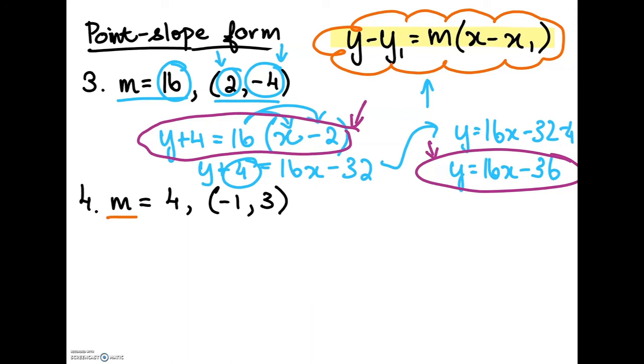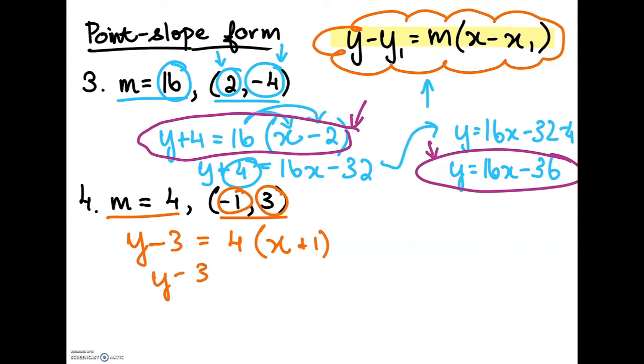We have that the slope is 4 and our coordinate point is -1, 3. So let's start substituting. Now we have y. Now we have to incorporate our y value. So 3 is our y value and it's positive, so we're going to have y minus 3 equals 4, which is our slope, times x minus x1. So we're going to do x plus 1 in this case because our x value is negative, so we're going to reverse the sign. Now we have y minus 3 equals 4x plus 4.